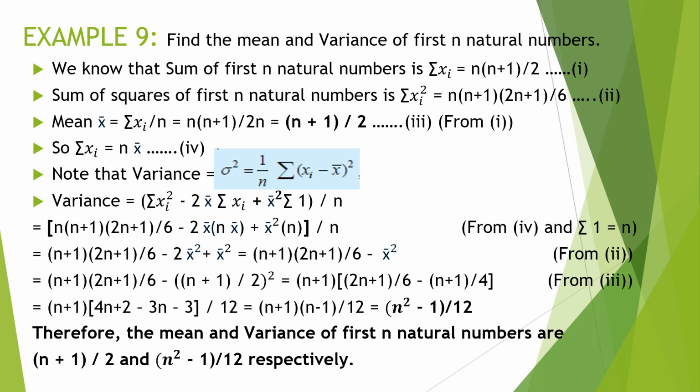We are just doing the simplification step by step. Now, instead of x bar, put n plus 1 by 2. We have just now obtained x bar is n plus 1 by 2. So put that value. On simplification, you will be getting this as n plus 1 into n minus 1 by 12. So that is n square minus 1 by 12. Hence, the variance of the first n natural numbers is n square minus 1 by 12.